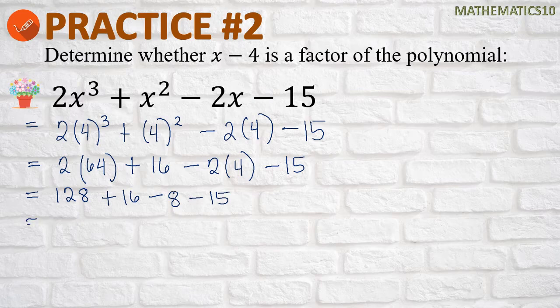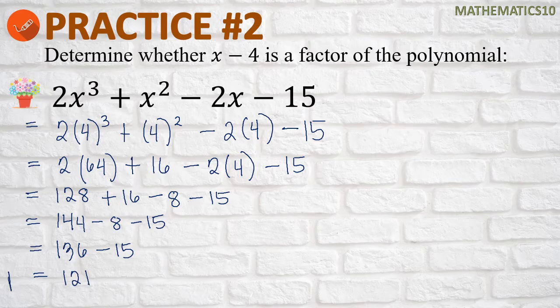Next is, let's have 128 plus 16. So we will have 144. And minus 8 minus 15. So we have here 144 minus 8. That is 136. Right? Minus 15. So we have 136 minus 15, 121. Now here, our p of c, as you can see, is 121. It is not equal to 0.